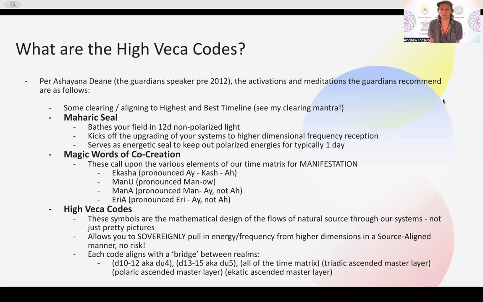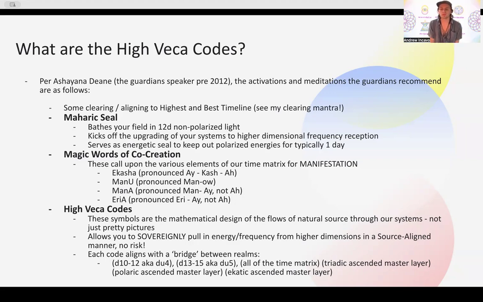The high Veca codes are these mathematical symbols shown on the previous slide and behind me as well. These come from Ashayana Deane. She was Guardian Speaker number one for the years before 2012. So if you go online and look at some of the workshops, as long as it's before 2012, it's going to be a direct Guardians transmission.